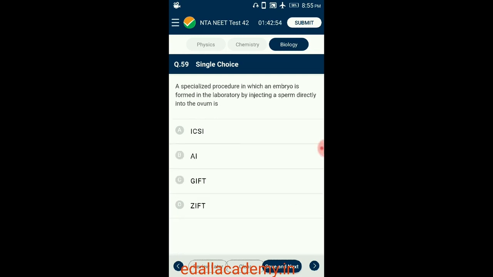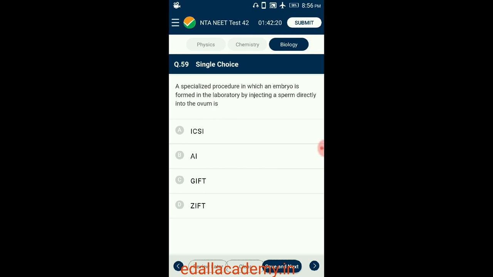Question number 59. A specialized procedure in which an embryo is formed in the laboratory by injecting a sperm directly into the ovum is known as intracytoplasmic sperm injection. In short form, ICSI.